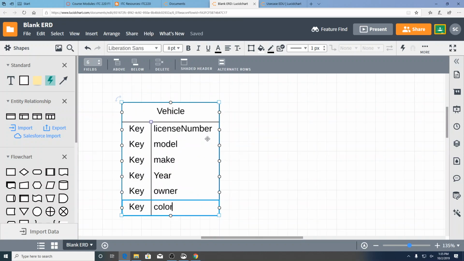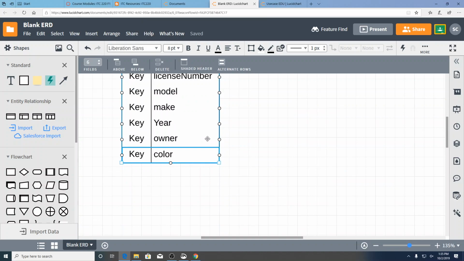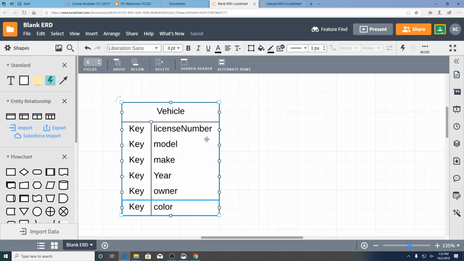Anything else? This is kind of like we'd done the brainstorming, right? And now we're grouping them. When you turn in your grouping assignment, though, you do not have to put it in the entity format.